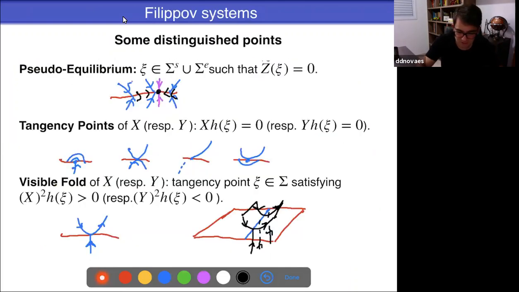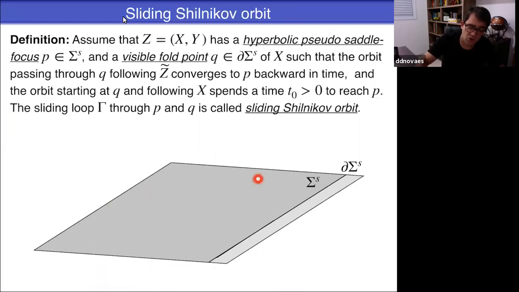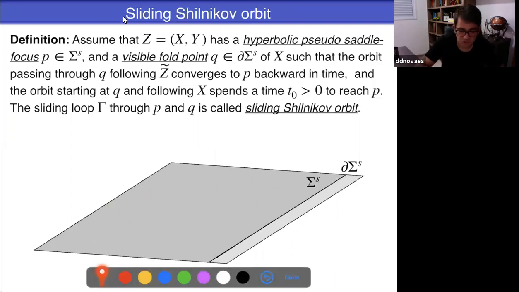It consists of things like that. Okay. Now let me introduce the definition of sliding Shilnikov orbit. We start with a three-dimensional vector field. This three-dimensional vector field has a region of sliding. Okay, so all the trajectories are reaching this region from above and from below. Okay, and this line is the boundary of the sliding region. The boundary of the sliding region is always a set of contacts.